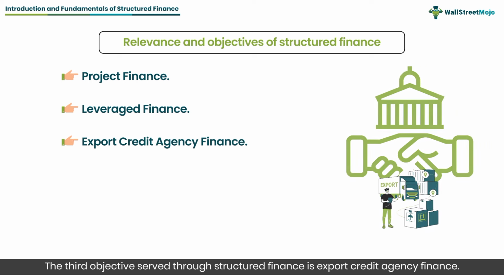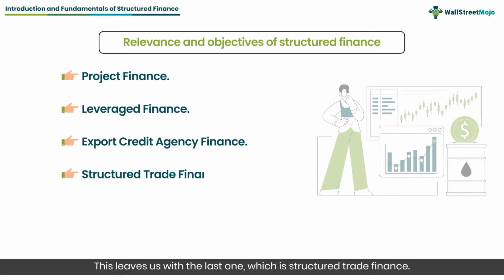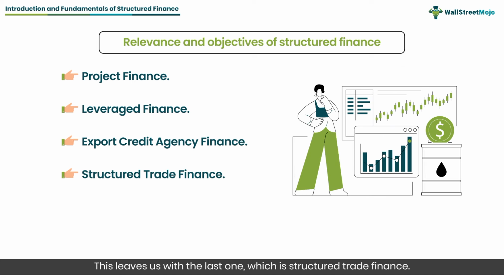The third objective served through structured finance is export credit agency finance. This agency acts as a bridge between the exporters and governments to offer credit insurance and financial guarantees to boost exports by domestic companies. This leaves us with the last one, which is structured trade finance. It is a specialized form of financing, used mainly for commodity trading of large quantities or high-value products.